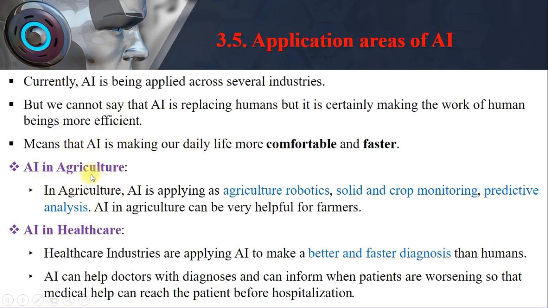As we discussed, artificial intelligence is applicable in almost all areas, but to see some lists, it can be applicable in agriculture. In agriculture, artificial intelligence can be applied as agricultural robotics, soil testing, crop monitoring, predictive analysis, and the like. So the application of artificial intelligence in agriculture is more supportive for farmers. When we see the application of artificial intelligence in healthcare, it can be more useful, especially for faster as well as better diagnosis, in order to support doctors with diagnosis and the like.